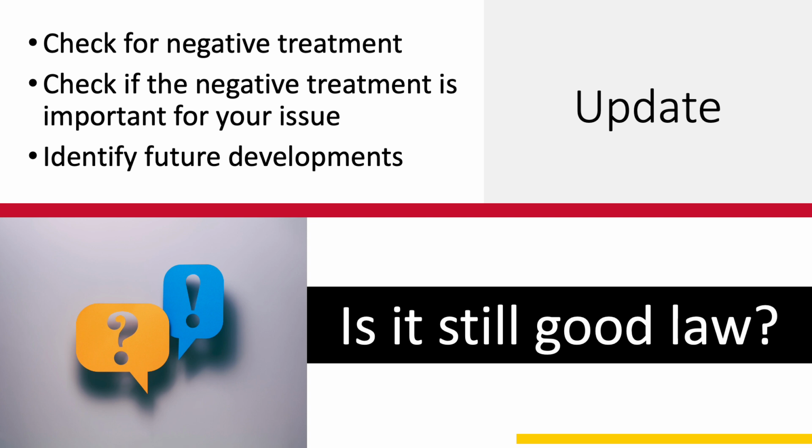Updating also involves identifying future developments. So this is looking ahead. And this is especially important to use secondary sources for this, to identify maybe there's a case that's going up through the courts that would negatively impact your issue. Maybe the legislature has proposed legislation that would amend the statute that you're depending on. So looking ahead, what's happening in the future is very important for the updating process.